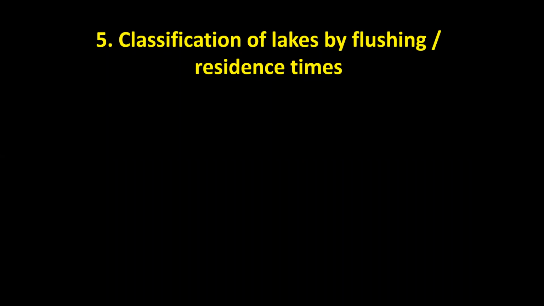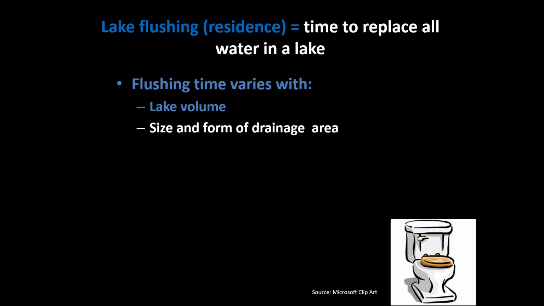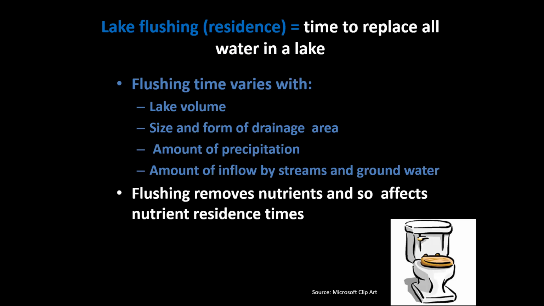Now, the fifth way of classifying lakes, not rivers, is by the flushing or residence times. And this is the time to replace, theoretically, all the water in a lake. And that varies a great deal with lake volume, with the size and form of the drainage basin, and the amount of precipitation in the area, and the amount of flow by streams and groundwater that goes into these lakes. And flushing time removes nutrients and so affects nutrient residence times as well. And I've put in a diagram of a toilet because flushing is a way of remembering it.